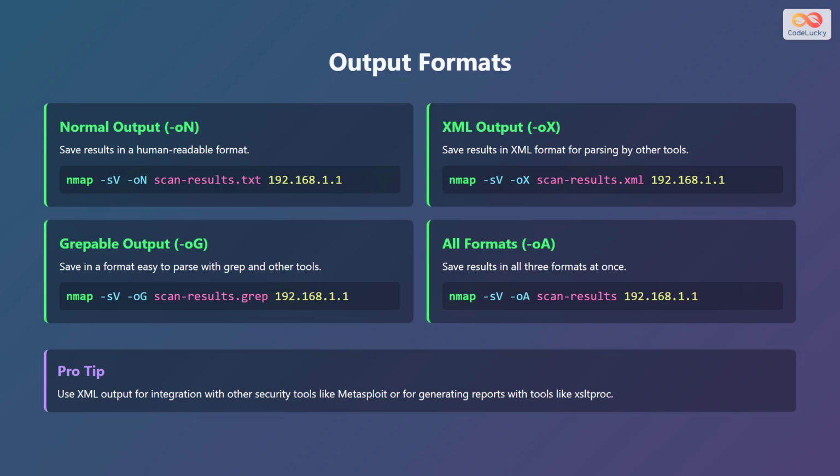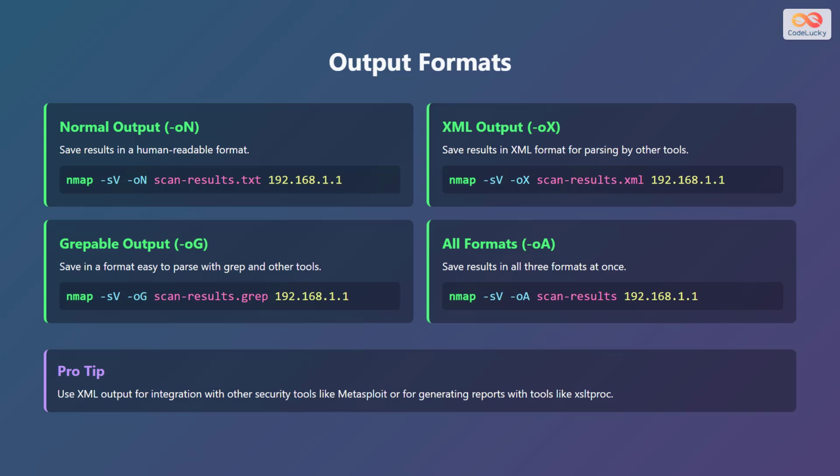The XML output, using -oX, saves the results in XML format for parsing by other tools. The command would be nmap -sV -oX, the file name like scanresults.xml, and the target IP address. The greppable output, specified by -oG, saves the information in a format that is easy to parse using grep and other similar tools. The syntax is nmap -sV -oG, the file name scanresults.grep, and the target IP address.